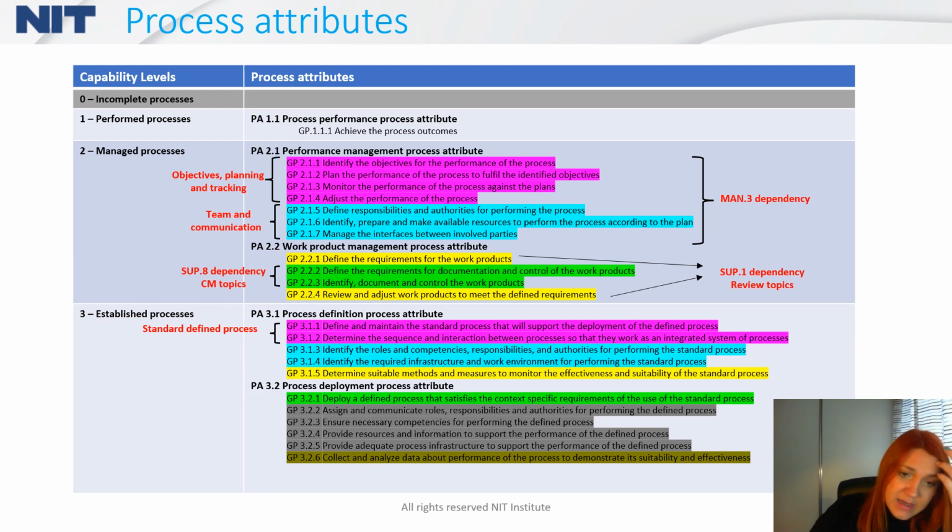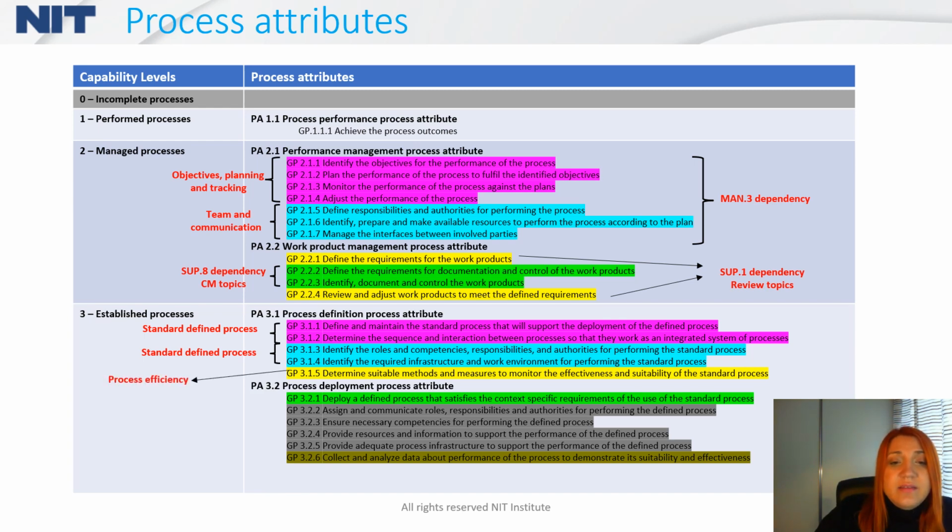In the next level, which is called established processes, we also have two process attributes. The first one is the process definition process attribute. Then the second one is process deployment. You can think about those two like this: whatever could be standardized on the company level should be defined. And this 3.1 is telling us that a standard process is defined. Then that standard defined process is also defining the roles.